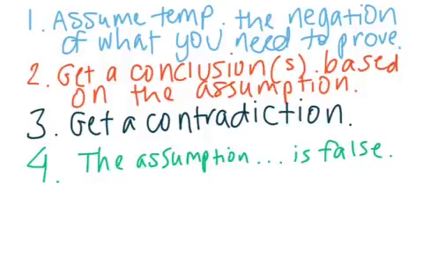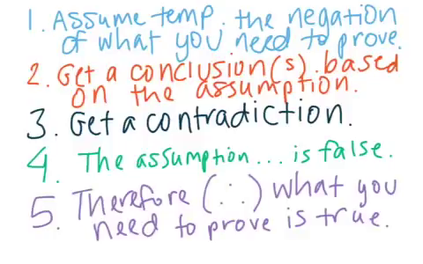Number 3, get a contradiction, and this would be a contradiction with a fact. A fact can be the given information, a postulate, a theorem, a corollary, etc. Number 4, the assumption, whatever you assumed in step 1, the negation of what you need to prove, is false. And number 5, therefore, written with the symbol of 3 dots, as shown here, what you need to prove is true. Let's do an example.